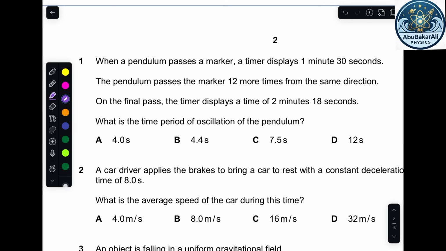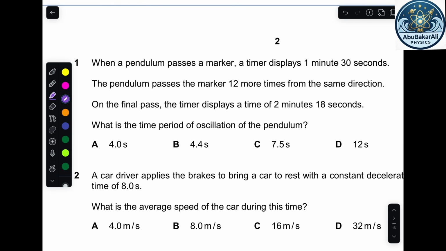What they are asking: when a pendulum passes a marker, a timer displays 1 minute 30 seconds. Okay, so this is the timer displaying when it is passing the marker. The pendulum passes the marker 12 more times from the same direction. On the final pass, the timer displays a time of 2 minutes and 18 seconds. Okay, how many times is it passing? It's passing 12 more times. What is the time period of the oscillation of the pendulum?